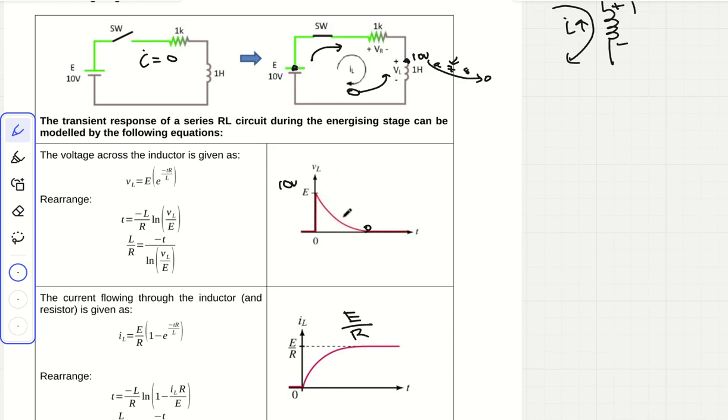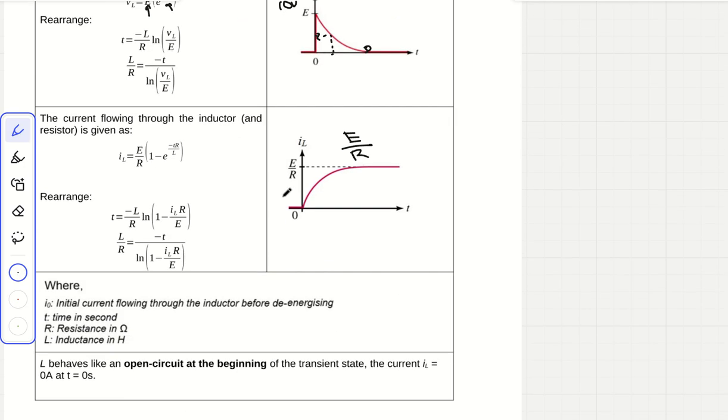If you want to find the voltage or current at any other time, for example, you want to know what is the voltage here, then you can just use this equation. This shows the voltage, this is the time, resistor, inductor, and this is the source voltage. It's all given here.